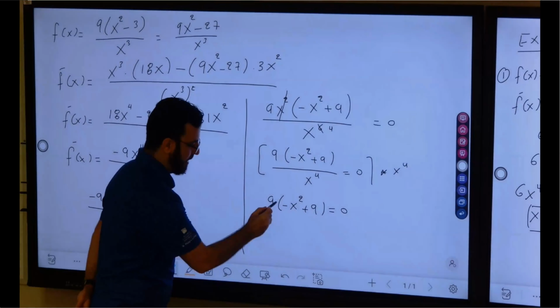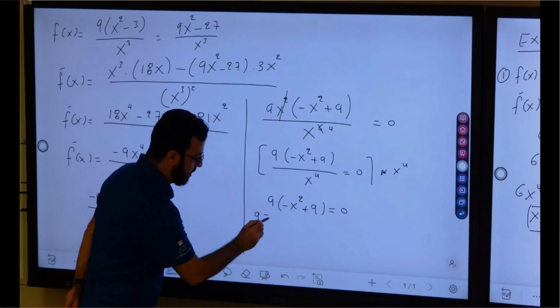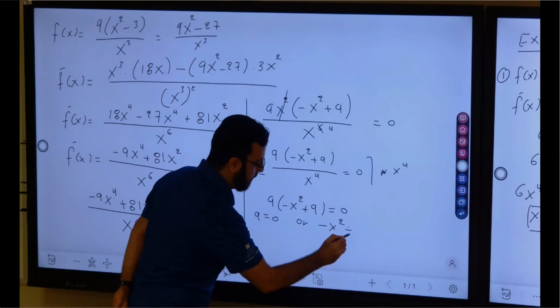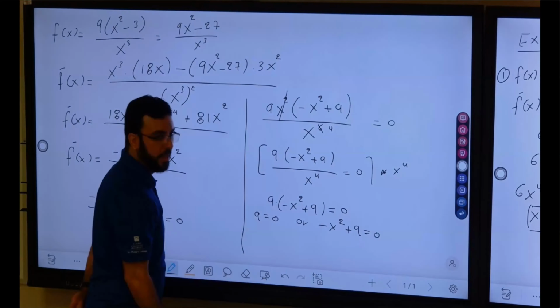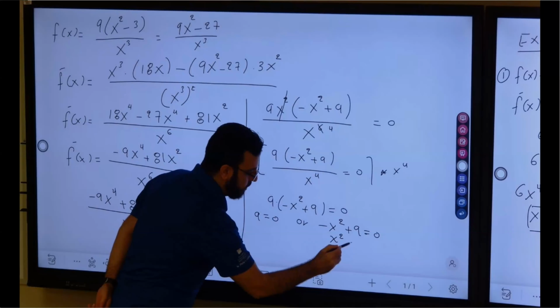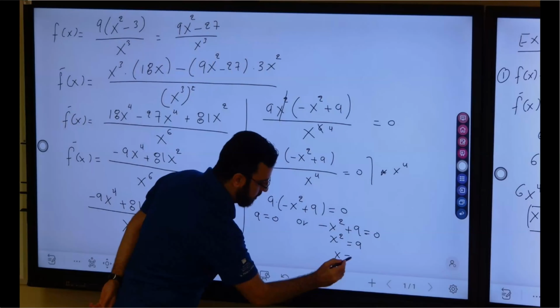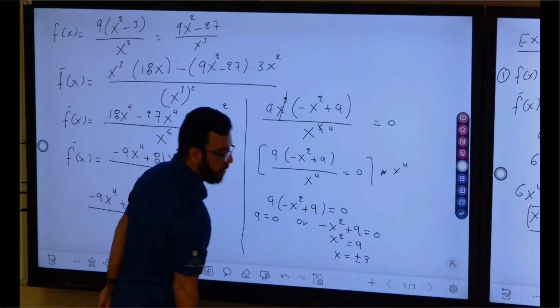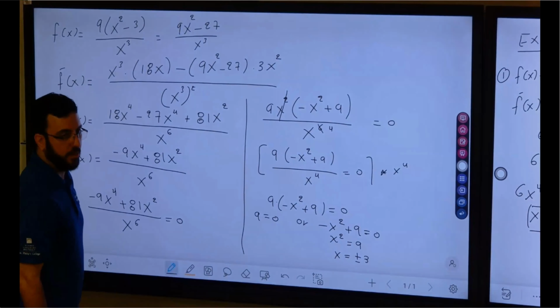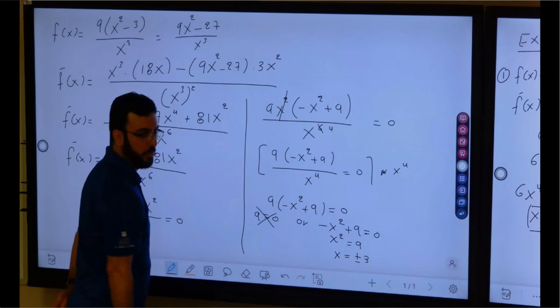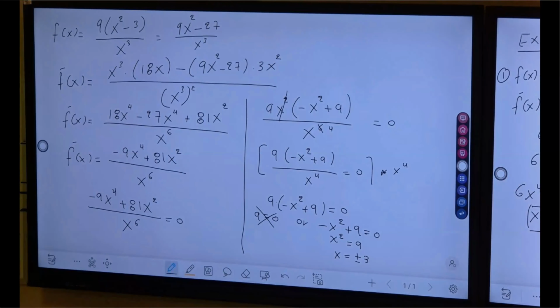Oh, you're solving for x. So you're gonna say 9 equals 0 or negative x squared plus 9 equals 0. Yes or no? Now x squared is going to be equal to 9. Take the square root, that means x is going to be equal to plus or minus 3. So is this statement right? It's the wrong statement. We can't say 9 equals 0. 9x equals 0 is different, but a number equals 0 is wrong. So this is a wrong statement.